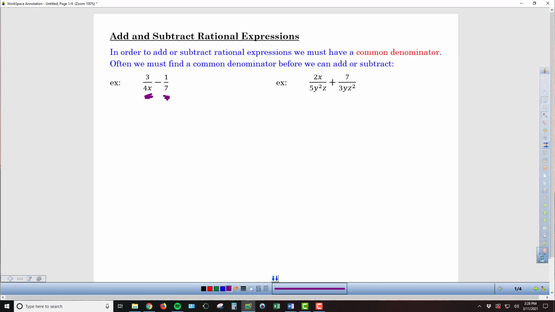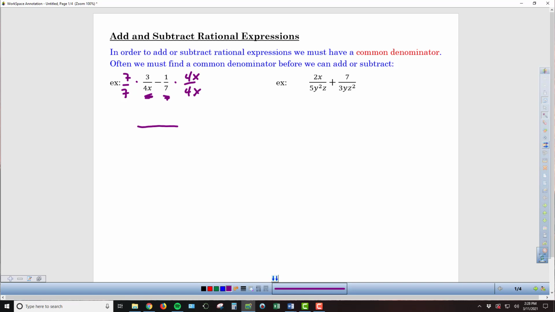So first of all, with the numbers, hopefully we know that the smallest number that both 4 and 7 divide into is 28. So we're going to have to multiply the first fraction by 7 on the top and bottom. And then for the second fraction, we're going to have to multiply by 4. But we also need to bring an x into that second denominator. The first denominator has an x in it, so the second one needs to end up having an x in it as well. So we have to have complete overlap between the two denominators.